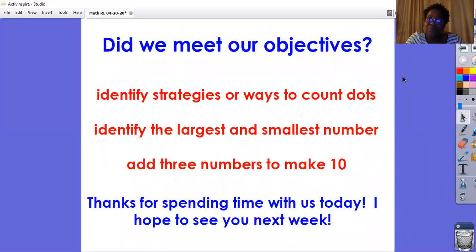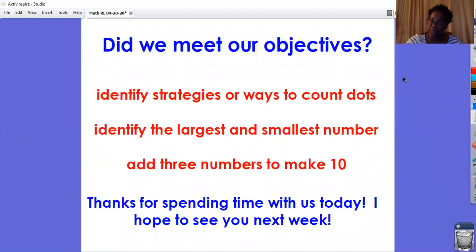Did we meet our objectives? Did we identify strategies or ways to count dots? Yes. Identify the largest and smallest number on the 10 frame? We sure did. We added 3 numbers to make 10.